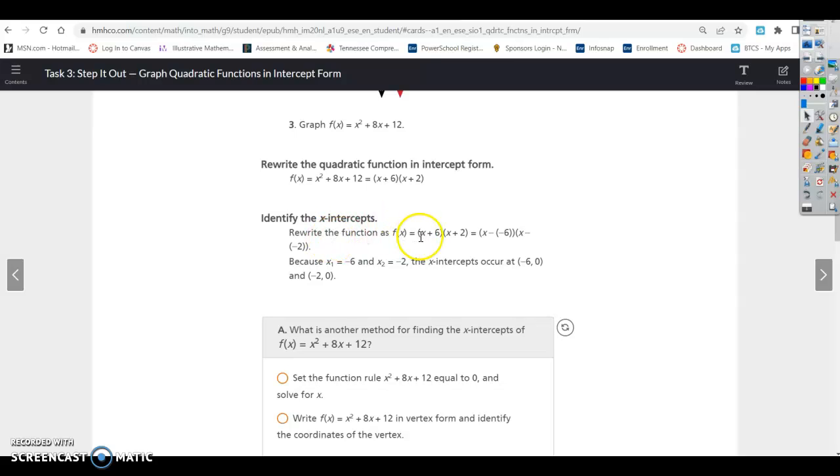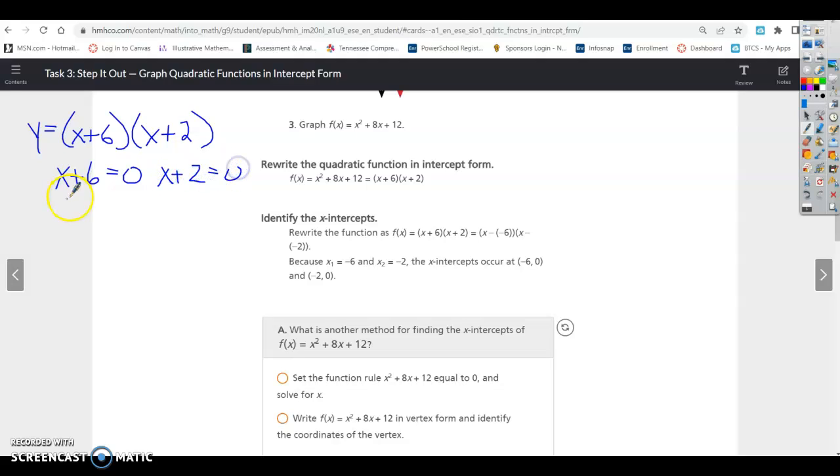If you rewrite that, x + 6 can be written as x - (-6), and x + 2 can be written as x - (-2). So that tells you that your intercepts are negative 6 and negative 2. Remember when we were solving a quadratic equation using factoring, we used something similar to this. If we had y = (x + 6)(x + 2), to find the zeros or the solution, we did x + 6 = 0 and x + 2 = 0, and we just solved for our two x's. So the x-intercepts or the zeros are the same thing.